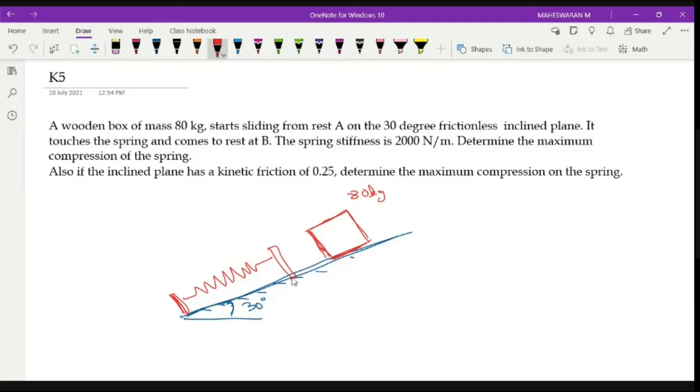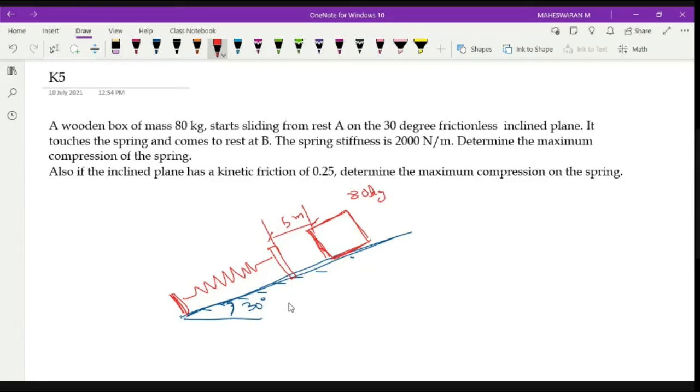I think one data is missing, which is the distance. Let me consider 5 meter. Just a minute. Let me look at the book. Yeah, it is 5 meter. It is given as 5 meter. So the diagram is given. In the question itself, it is 5 meter apart.